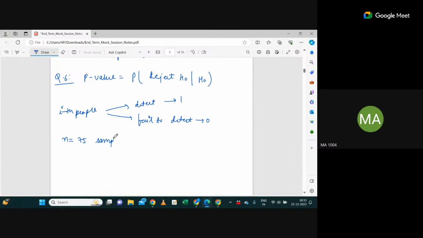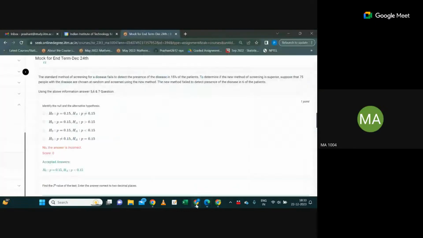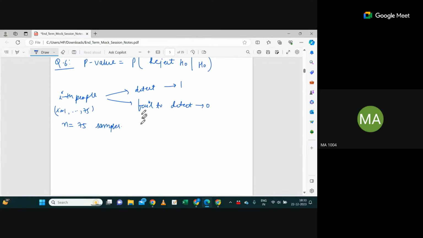Sir, they are taking, yes? ith people, sir? ith people means how many samples they are taking? They are going to take 75 people, right? Yes. For any ith person, I can take any value from 1 to 75. It means first person, second person, third person, up to the 75th person, okay? So for the ith person, it can be detected or it cannot be detected, right?